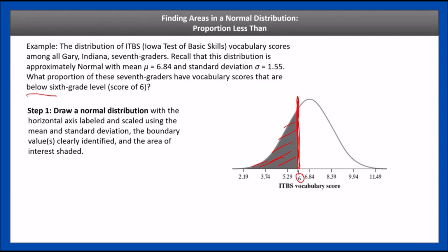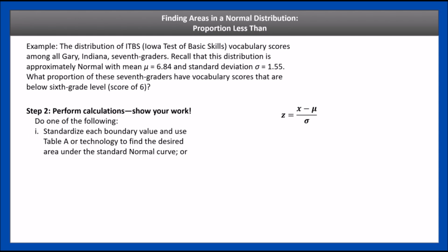All right, so there's our area clearly shaded. There's our normal distribution clearly labeled. So now step 2 is to perform the calculation. We need to convert the scores into a z-score, so you're going to want to use the z-score formula.